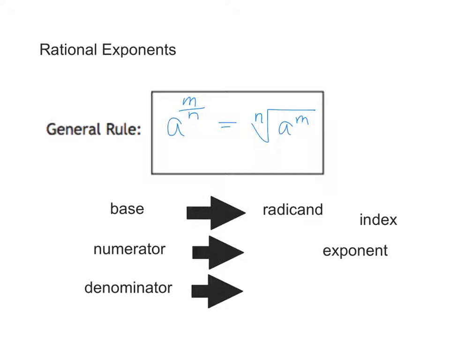The base becomes the radicand. The base in exponential form becomes the radicand. The numerator of the exponent, which is the m, what does it become over here? Is it the index or the exponent? The exponent. And then the denominator, the n, becomes the index. So you have to remember that's how it switches, and you need to be able to take an expression and switch it into the other form.